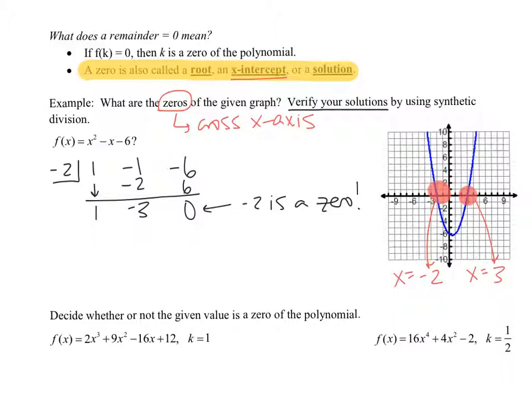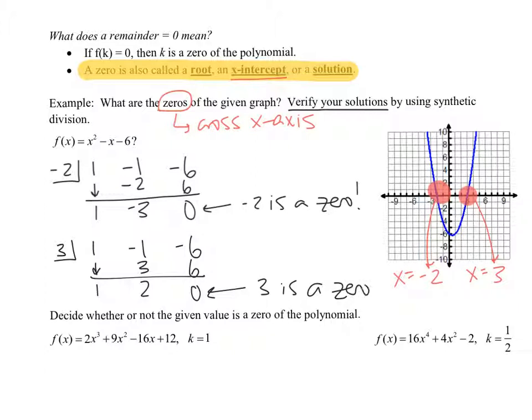Okay, let's also do the +3. We have another 0 over here of 3. Let's verify that one as well. That means when I use 3 in the backwards L box and go through my synthetic division, 1 times 3 is 3, that gives me 2. 2 times 3 is 6, that gives me 0. That also means that 3 is a 0.